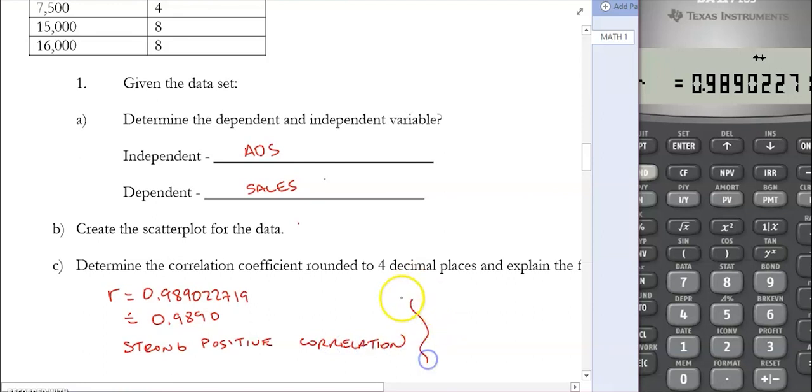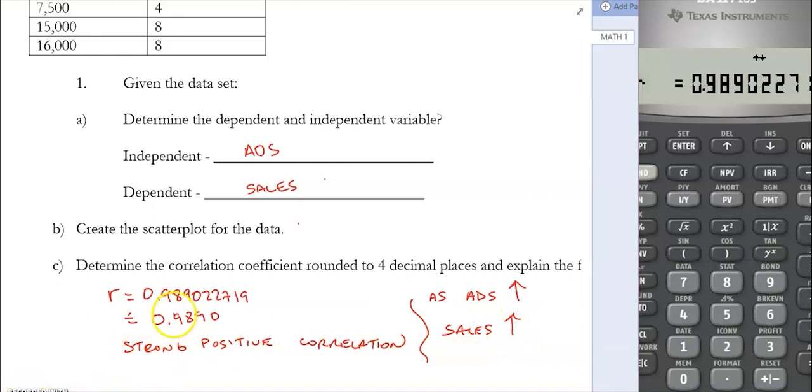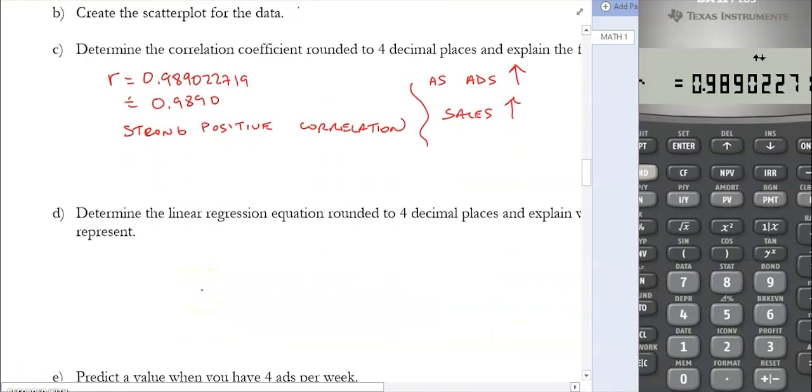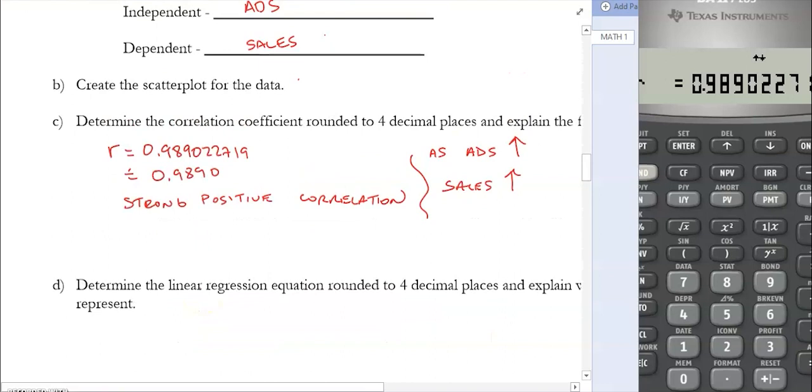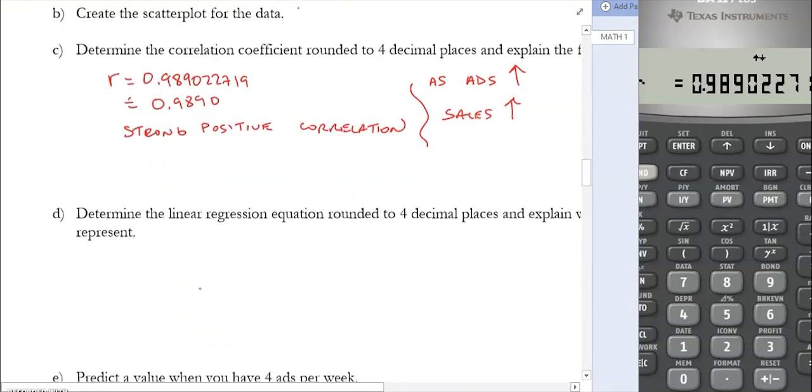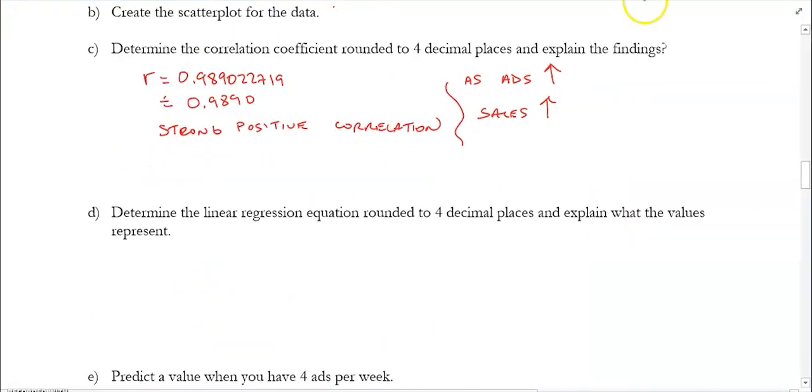And what does that mean? Once again, as ads increase, sales increase. Right? That's what that tells us. Next, it says determine the linear regression equation, round it to 4 decimal places, and explain your findings. Right? What the values represent.